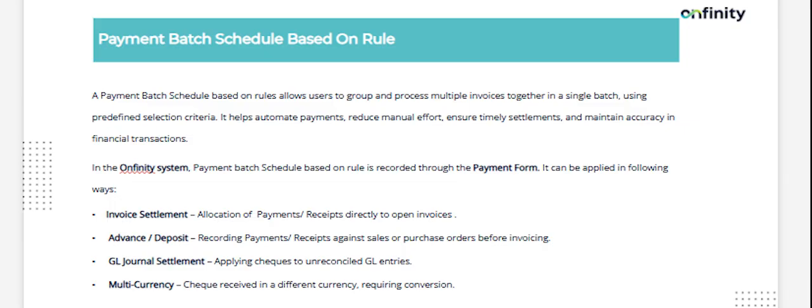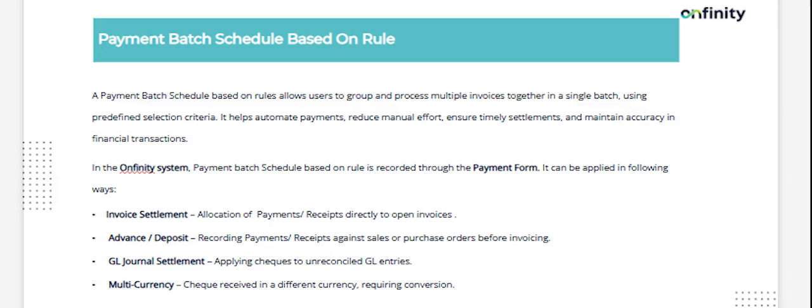In the Onfinity system, payment batch schedules based on selection are created through the payment form. Within the payment form, you have two options for generating batch schedules: based on selection, based on rules. In this session, we will focus on the rule-based method. Business scenarios covered: the rule-based payment batch schedule process can be used for various business scenarios, including invoice settlements, advanced deposits, GL settlements, and multi-currency transactions, creating payment batch schedules in different currencies. You will learn how to perform each of these in the Onfinity system.